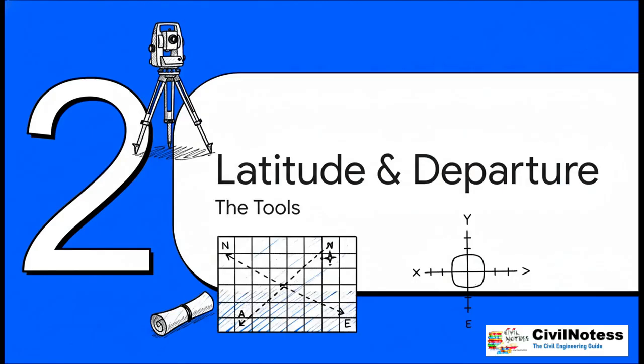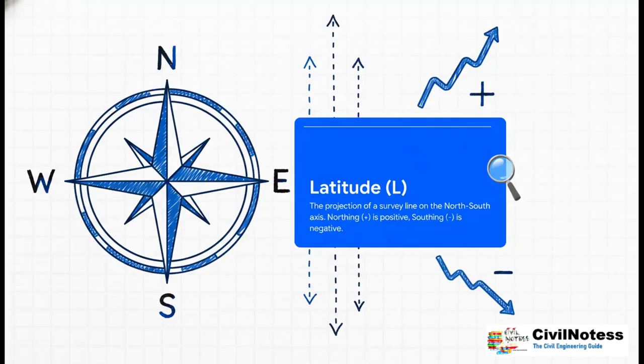All right, we've got our field data. Now we need the right tools to turn those lengths and angles into something we can actually plot on a map. And those essential tools are called latitude and departure. First up is latitude. Now, this has nothing to do with your position on the globe. In surveying, it's just how far north or south a single survey line travels. Think of it like this. If the sun was directly overhead, what would the shadow of your line look like on a perfect north-south line? If it goes north, we call that a northing, and we make it positive. If it goes south, that's a southing, and it's negative.